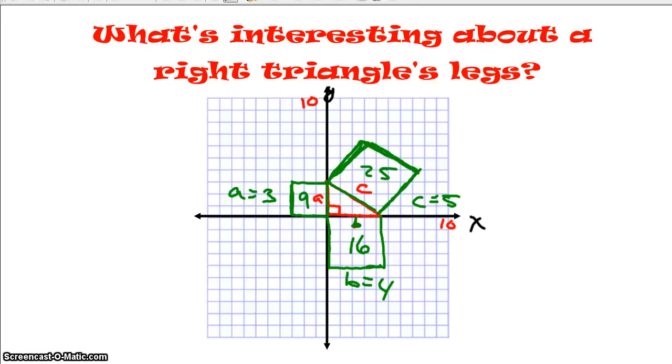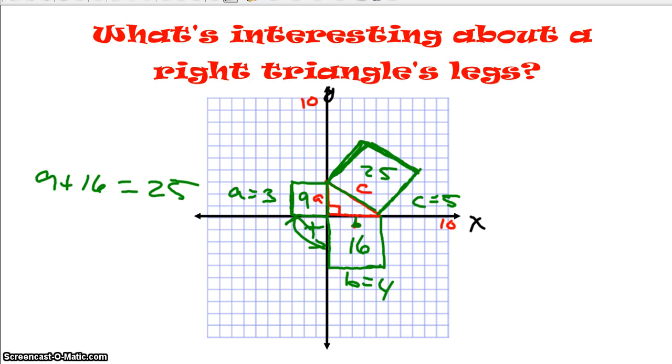What else do you see with these numbers? This is what Pythagoras found too. Lauren? They all have squares. Well, they're all perfect squares. Good. Emily? You add 9 and 16 together, you get 25. Very good. When you add these two, 9 plus 16 equals 25.